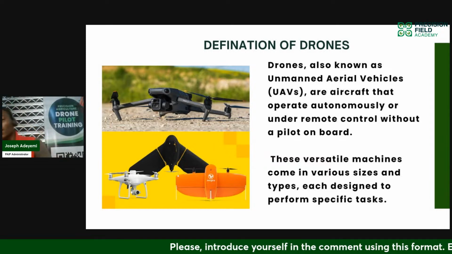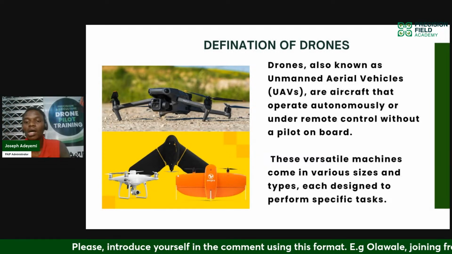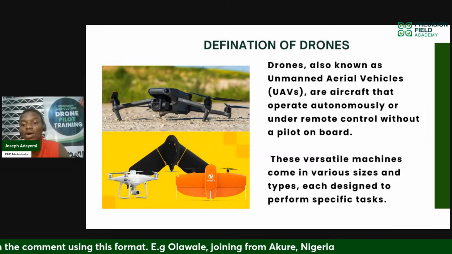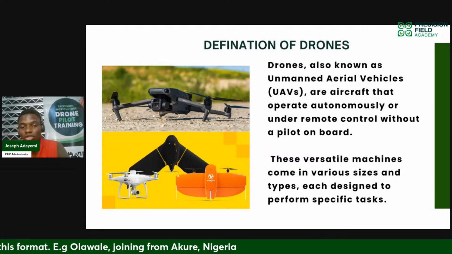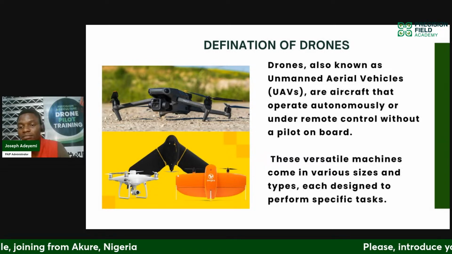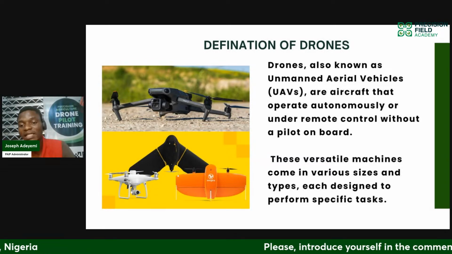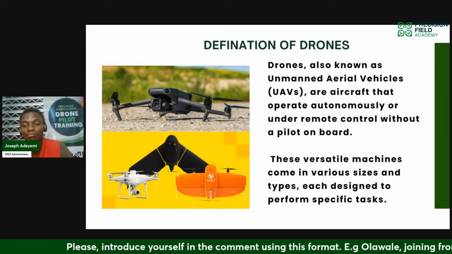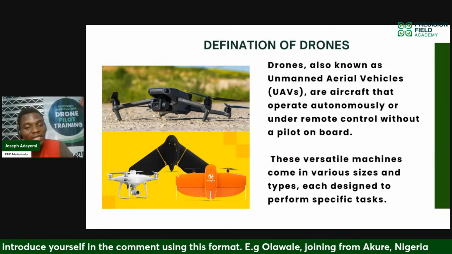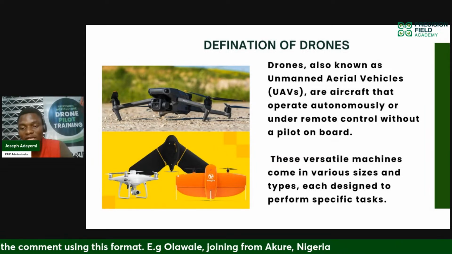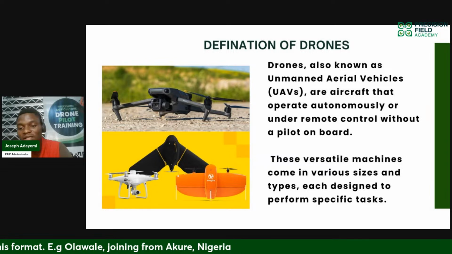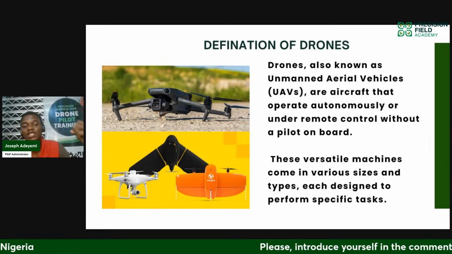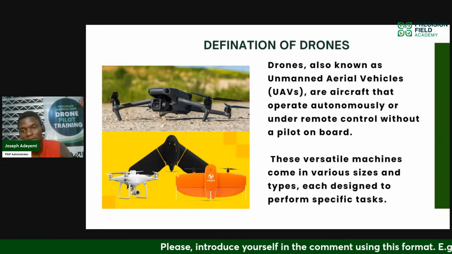So it's known as an unmanned aerial vehicle, and these are aircraft that operate autonomously, that can work automatically without you doing anything. Again, it can work autonomously, or use a remote control while the pilot controls it in real time. This versatile machine comes in various sizes, types, and shapes, for different applications, to perform specific tasks or certain functions.